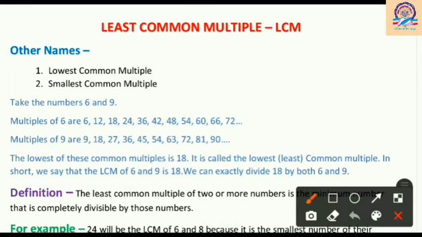Here I have taken one example for understanding. We will take two numbers, 6 and 9, and write their multiples. First we will write the multiples of 6: 6, 12, 18, 24, 36, 42, 48, 54, 60 and many others. Similarly, we will write the multiples of 9. What are the multiples of 9? 9, 18, 27, 36, 45, 54, 63, 72, 81, 90 and others.